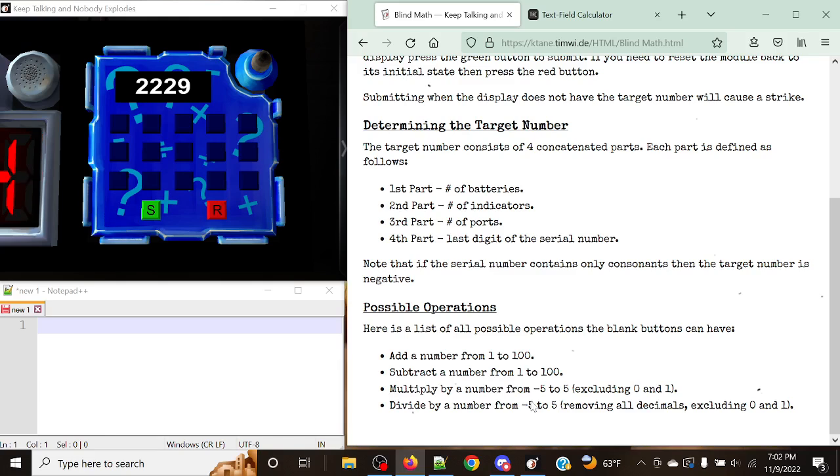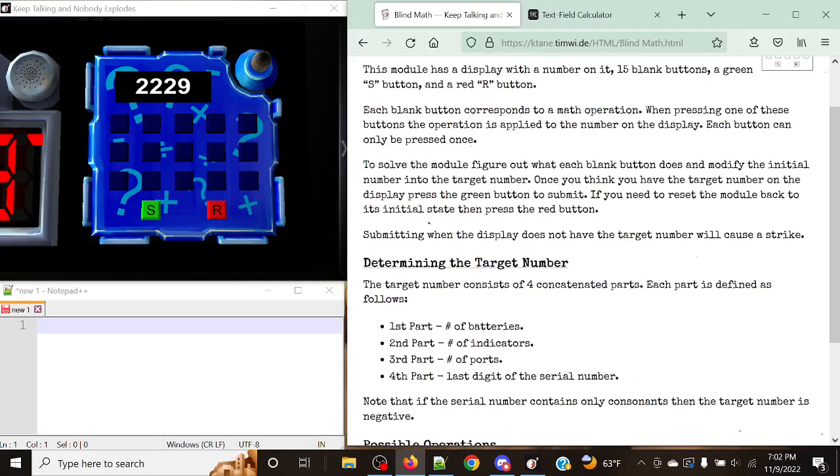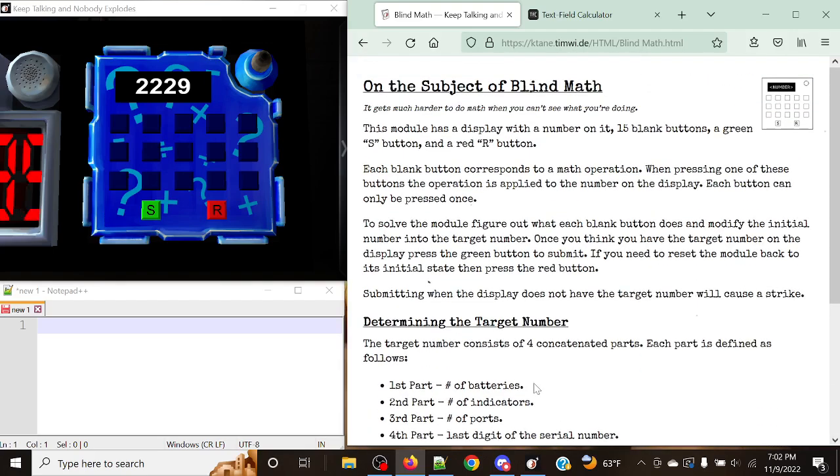But that is essentially what you're going to be limited to in each of these buttons, which is a wide range, keep in mind. So this is going to work kind of similar to Countdown in a way, in that you're going to have to determine a target number, and you're also going to be determining what each button does. Now the catch, and the reason why this is so difficult and not as easy as it looks, is that each button corresponds to a math operation. When pressing one of these operations, this applies to the number on display. Each button can only be pressed once.